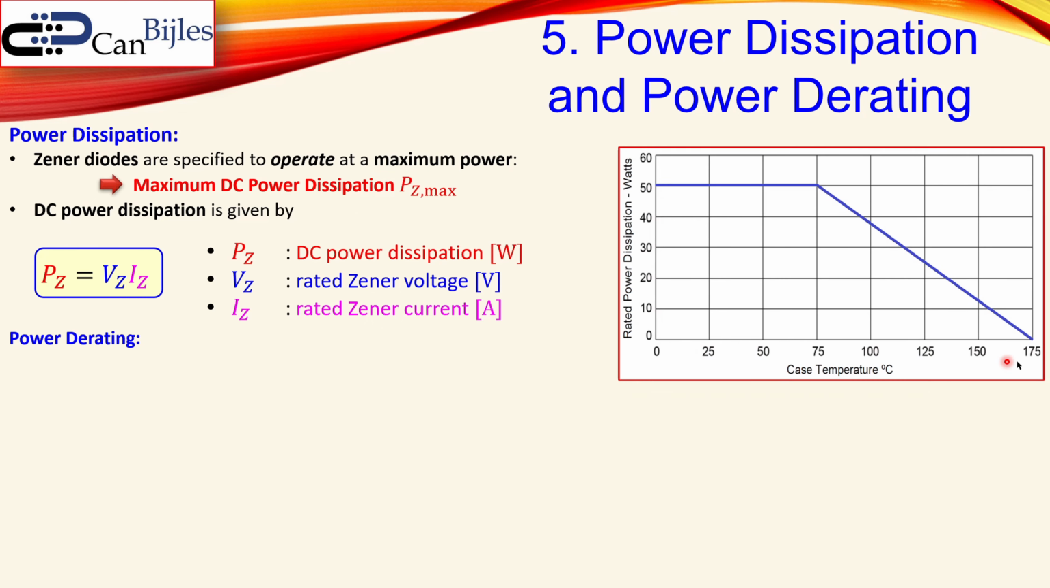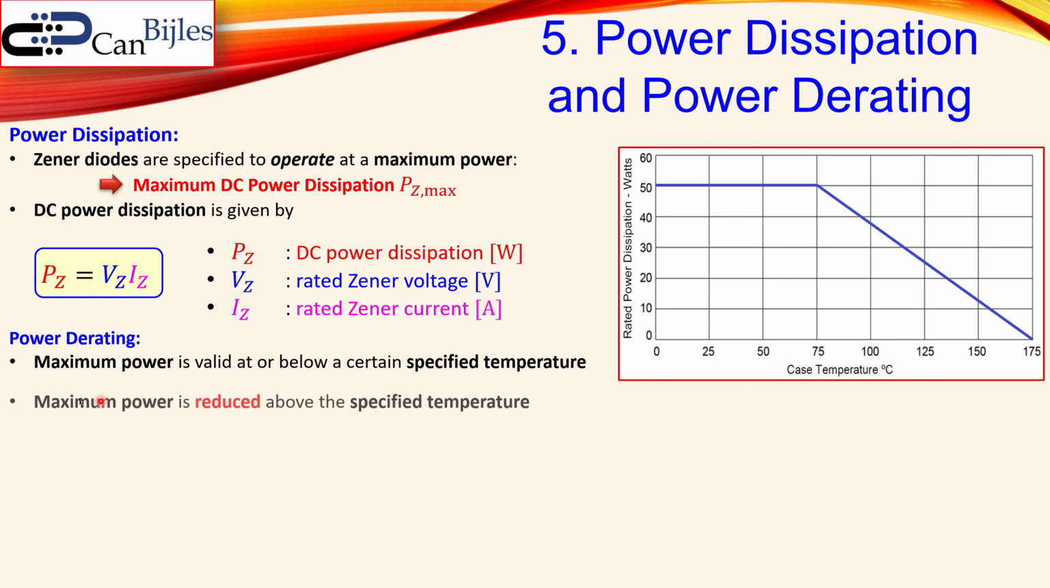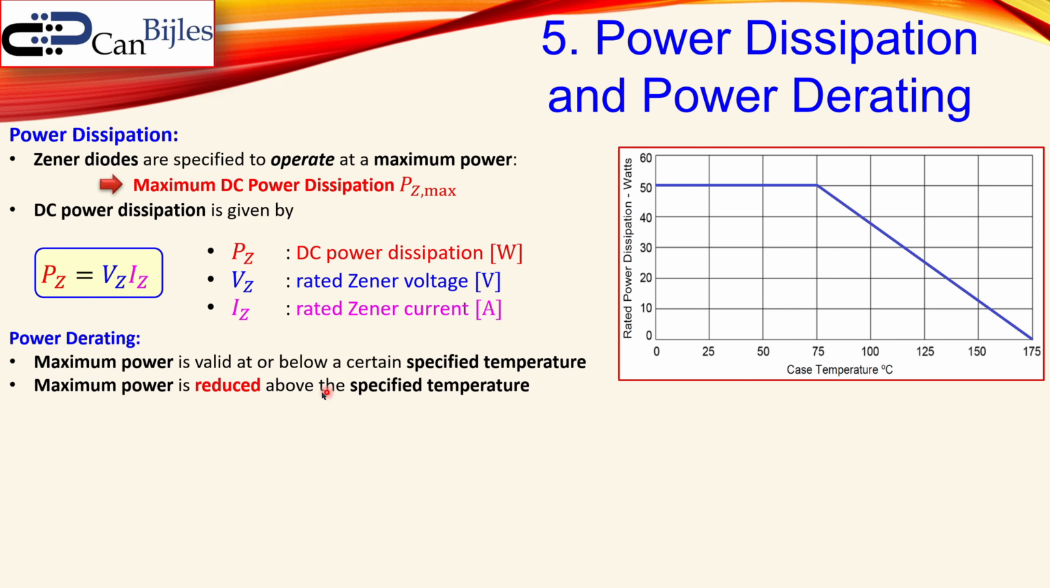So if the temperature is changing, this 50 watts, for this case of power dissipation, is not 50 watts anymore. You can see that after 75 degrees, it will change. The maximum power is valid at or below a certain specific temperature, and it is reduced above that temperature. In this case, it is linear, so it is a first order approximation. It could be, of course, more complicated.